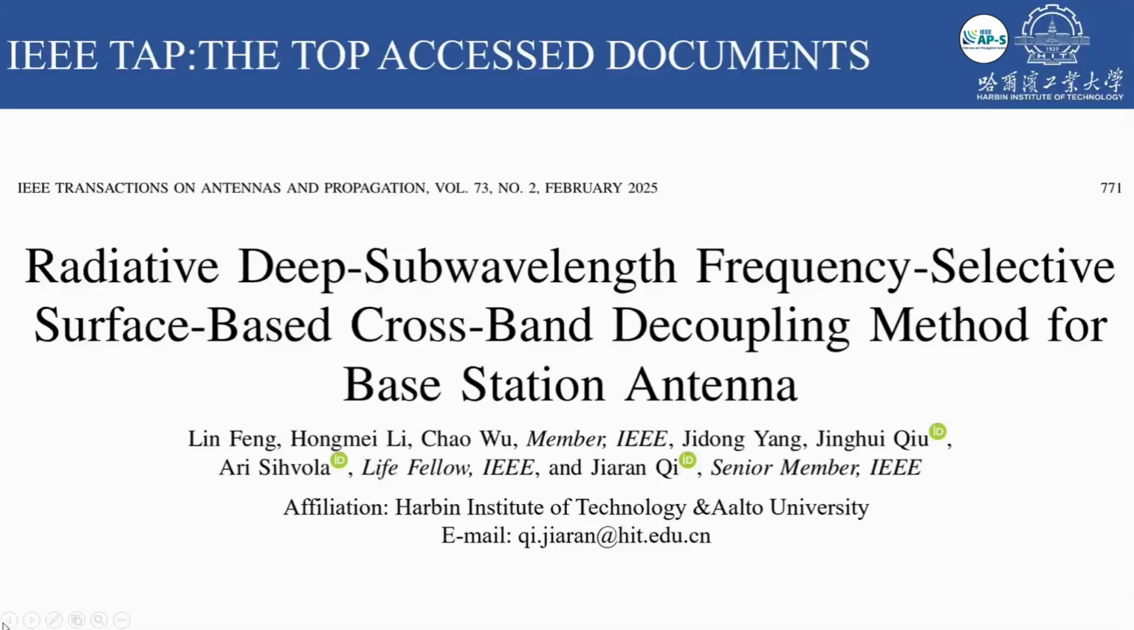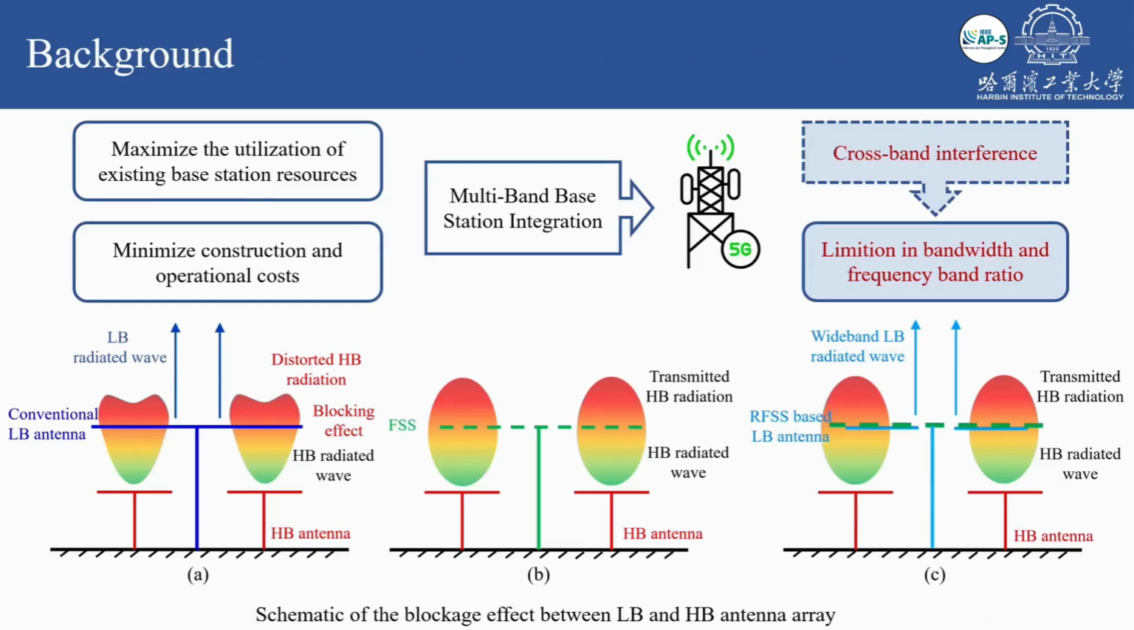We will introduce a crossband decoupling method for base station antenna based on radiative deep-subwavelength frequency-selective surface. To maximize the utilization of existing base station resources and minimize the costs, 5G base station antennas must be integrated with legacy communication systems. However, the complex radiation environment introduces crossband interference. The existing decoupling methods suffer from limited bandwidth or are constrained by the frequency ratio.